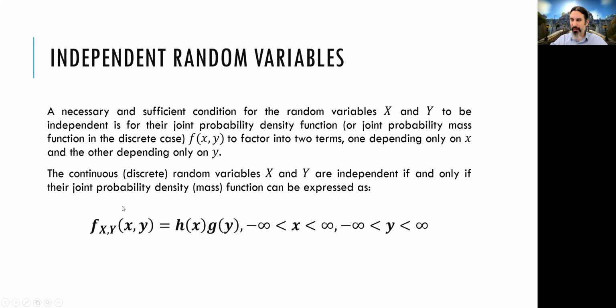So what we need to do is check if we can factor this joint PDF or PMF, depending on the random variables. If we can factor it into two different parts, one made up only of x's and the other only of y's, then we can say that they are independent, as long as the upper and lower limits can be factored, or separated, as well.